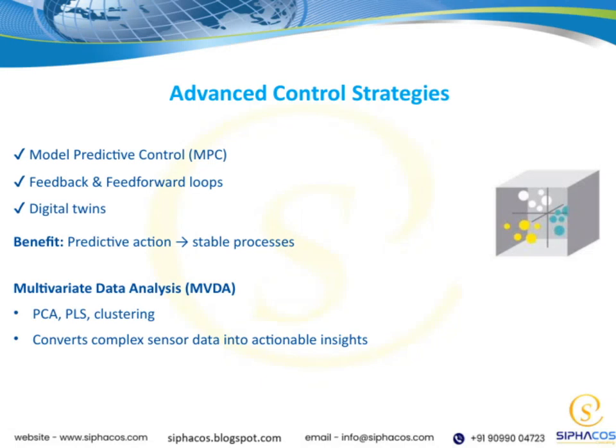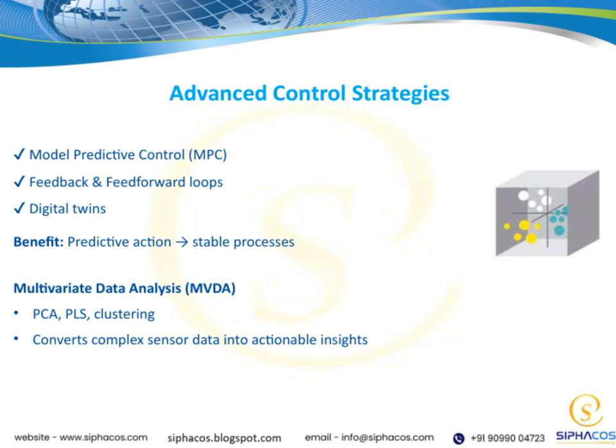Now, let's take a look at some advanced control strategies that are transforming how we manage processes. First up is Model Predictive Control, or MPC. This approach uses a mathematical model of the process to predict future behavior and make real-time adjustments, which helps us maintain stability and optimize performance.